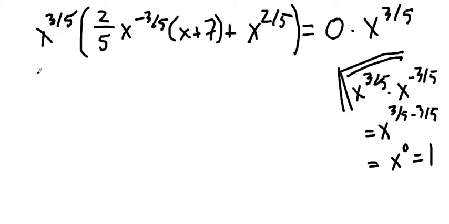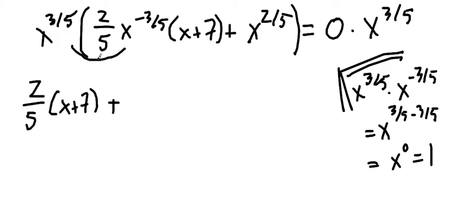And implicitly here, I'm assuming that x is not equal to 0. If x were equal to 0, this step just would not make sense in the first place because x to the minus 3/5 is not defined when x is 0. So when I multiply out, this x to the 3/5 and this x to the 3/5 cancel when I distribute. So I get 2/5 times x plus 7 plus, over here, x to the 3/5 times x to the 2/5. Again, I'm distributing.